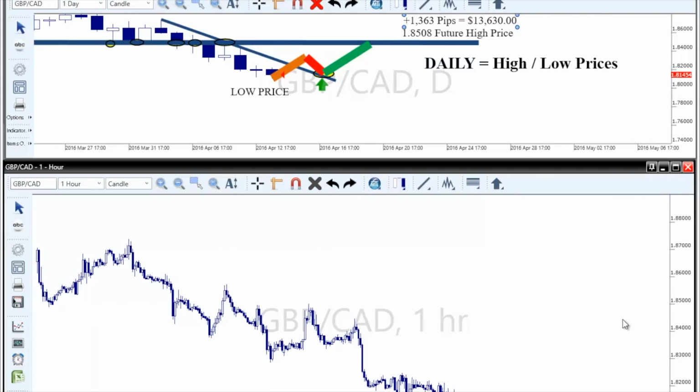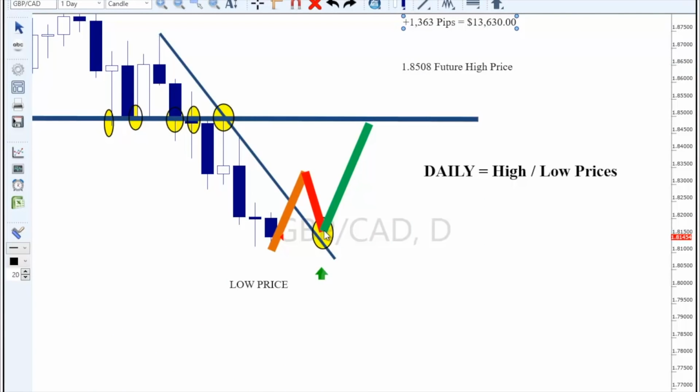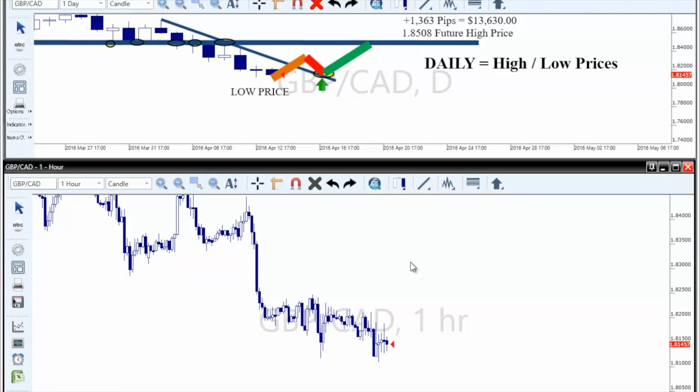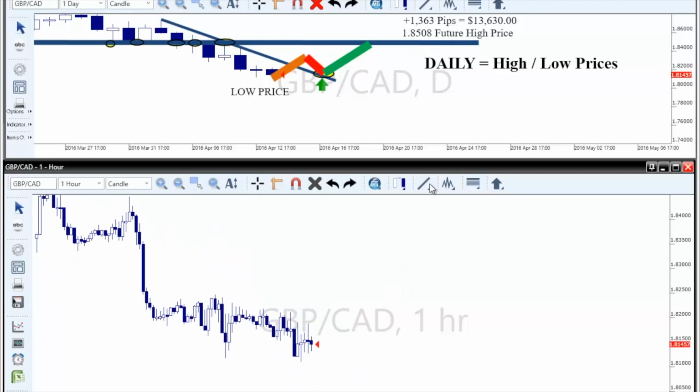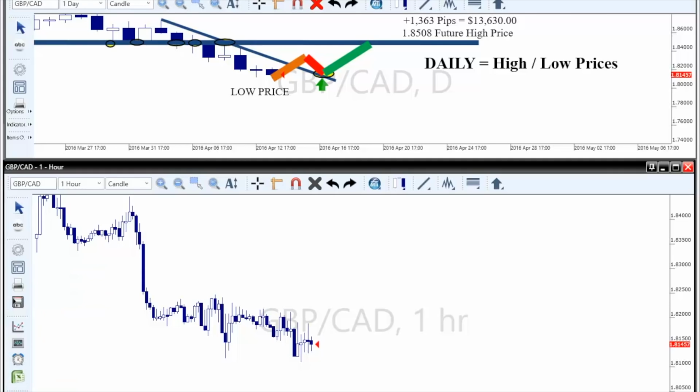So if the market is to be at the backside of the daily downtrend line, giving us the buying opportunity, giving us the green light, so that we can make 1,300 plus pips buying the low price to the future high price. Look at your day, your 1 hour time frame, and this is what you would look for. You would look for this market to break your downtrend line.